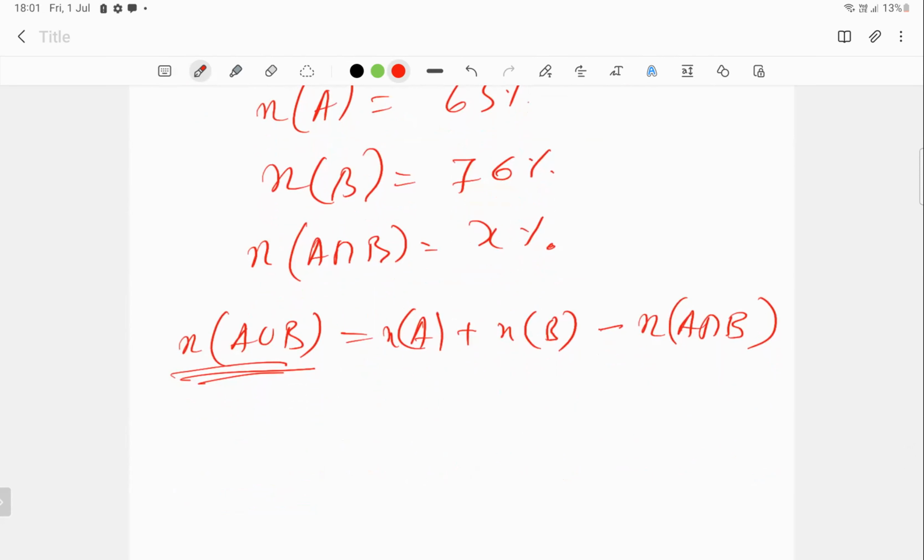Yes, correct. Do it. See, A union B will always be lesser than or equal to 100. Fine. Now just put this. This is common sense. You have to use it by yourself, right? A union B will always be lesser than or equal to how much? Because percentage cannot be greater than 100, right?